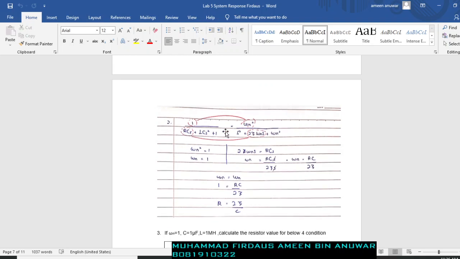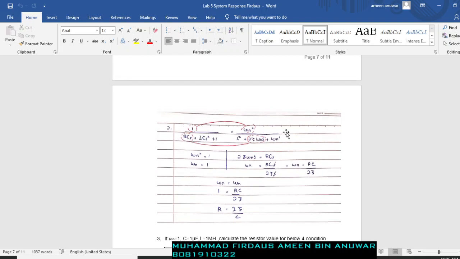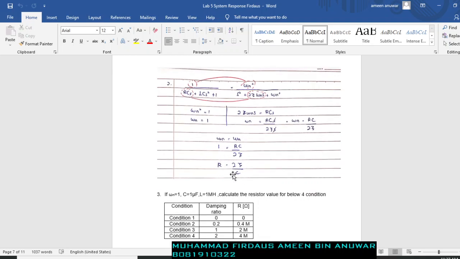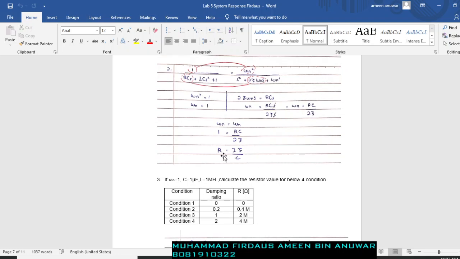This is how I compare. This is my first equation, and this is my general equation for second order. I compare this omega n squared with this one, and 2 zeta omega n s with RCs, because LCs squared is for the s squared, and also the same here, omega n squared is equal to 1. So when I compare, I obtain another equation where I can find the value of R. We need to find the value of R here, because the values of capacitor and inductor are already given.